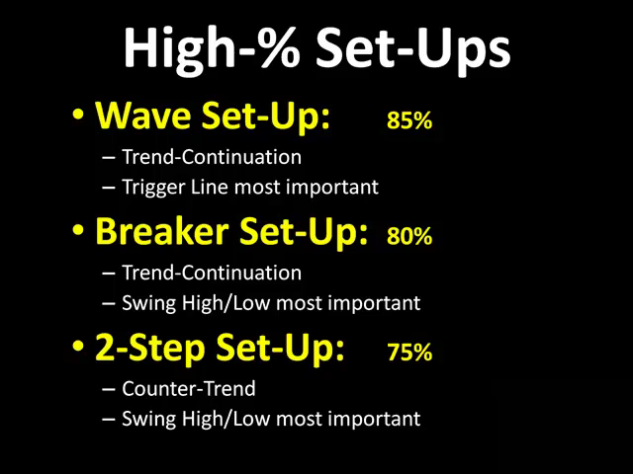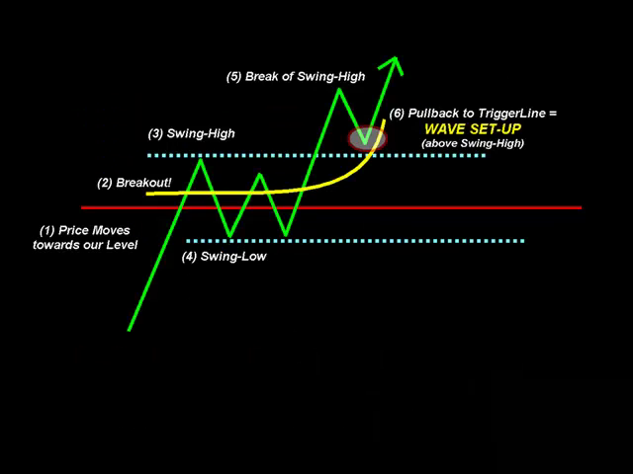Now, of course, the wave setup is another trend continuation pattern. The trigger line is very important here for a wave setup. We already know what a breaker pattern looks like. This is what a wave pattern looks like, and you can see it's a little bit more technical than a breaker pattern. We still have the break above, we still have the swing high. But in this case, for a wave pattern setup, we look to get above that swing high, and then we're going to buy the pullback to a rising trigger line. That yellow line there is my trigger line.